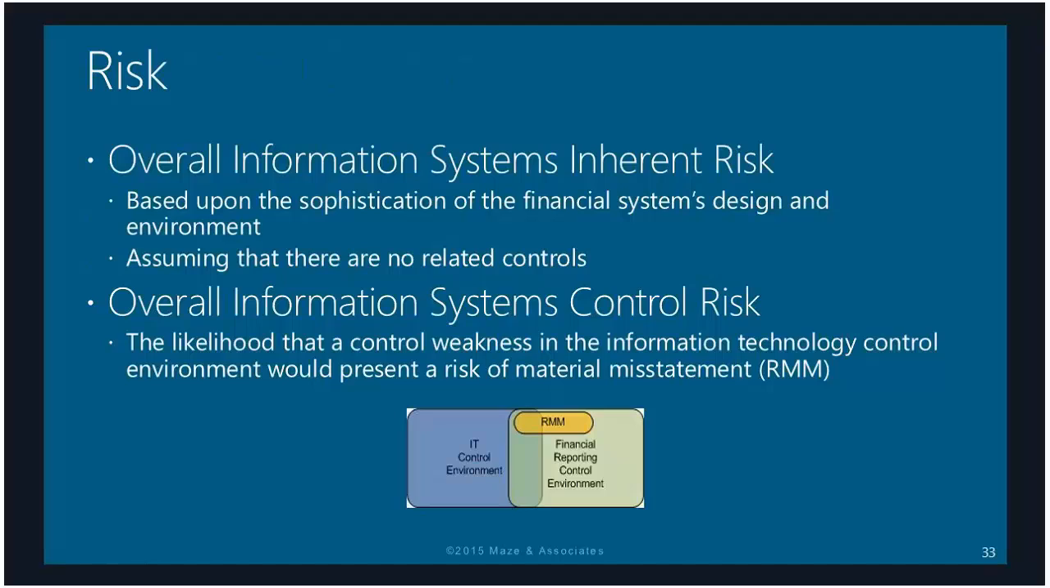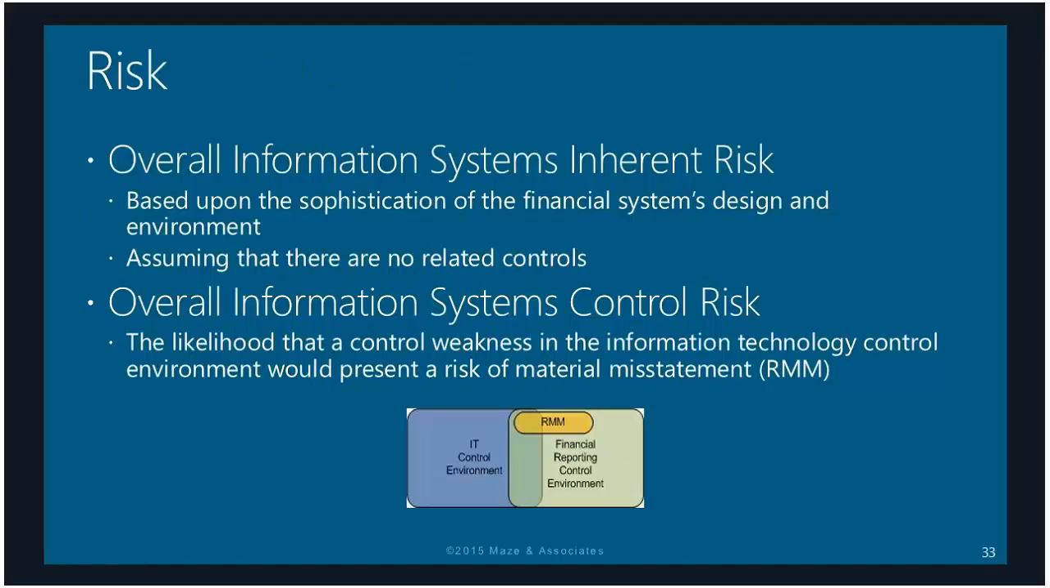Not every control that's not in place is going to rise to the same level of risk. But there's two different types of risks that we need to look at. We need to look at the overall information system's inherent risk. So how sophisticated is the system? And they're not concerned about controls at this point in time. We're just concerned about the design of the environment.